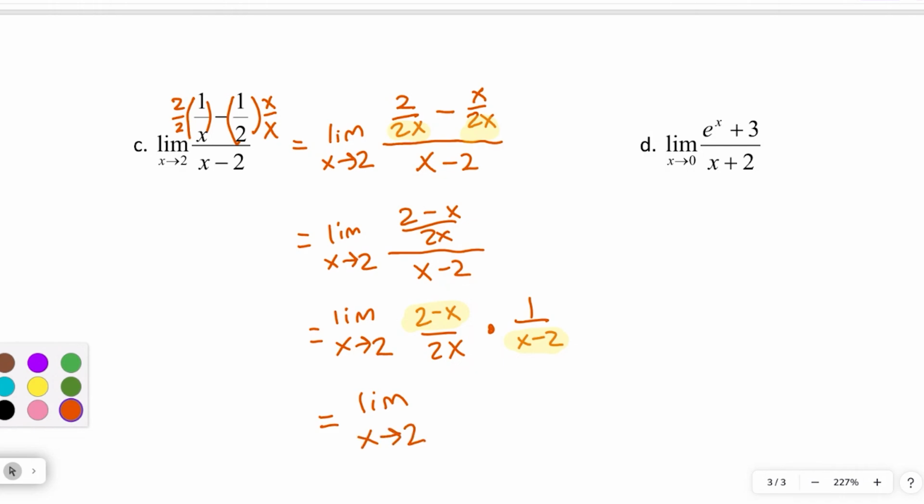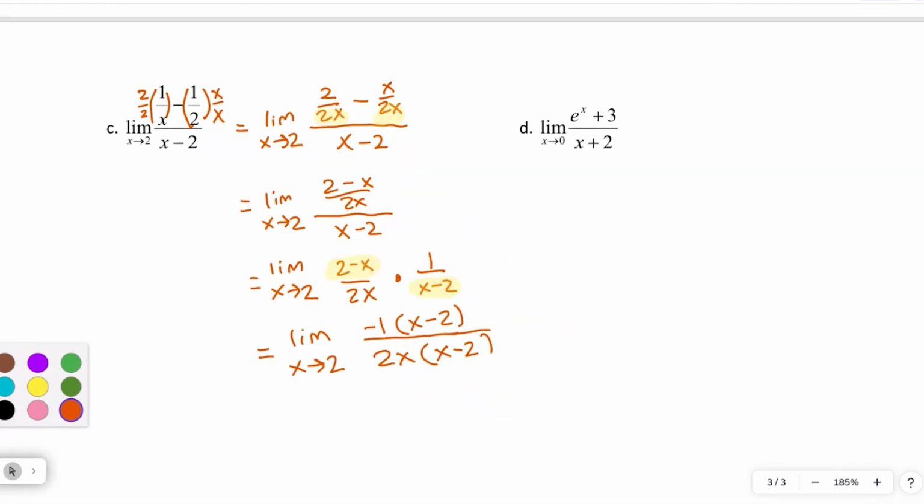Limit as x approaches 2 of -1 times (x minus 2). That's where I'm getting that from the top. The denominator, I'm just going to multiply the two together, but I'm not actually going to do the multiplication. I'm going to leave the factor separate so that I can cancel the x minus 2's. Now these reduce to 1. And so we get this nice little expression, limit as x approaches 2 of -1 over 2x.